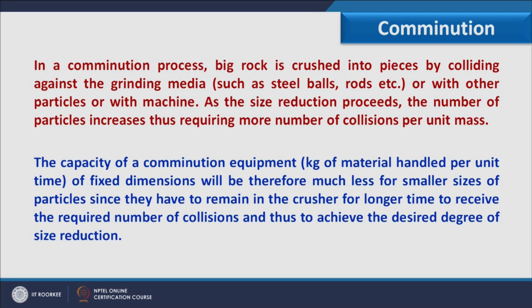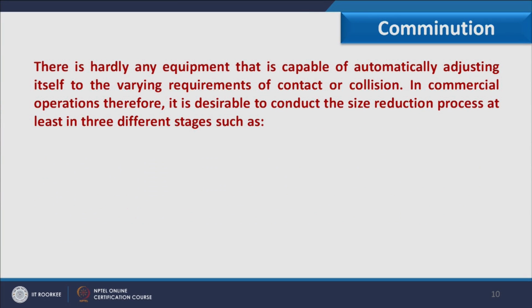Now, why will it happen? Because it is so small in size that many of the collisions will be wasted, and very few collisions occur on the particle surface itself. Therefore, more collisions are required for a smaller particle to be converted into a further smaller size. There is hardly any equipment that is capable of automatically adjusting itself to the varying requirement of contact or collision.